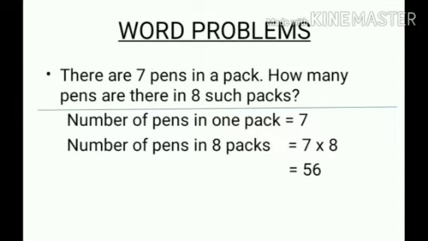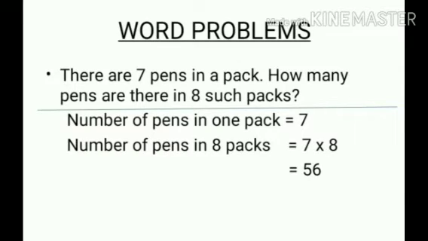So the first question is, there are 7 pens in a pack. How many pens are there in 8 such packs? So how many pens are there in a pack? There are 7 pens in a pack. Then we have to find the number of pens in 8 such packs.